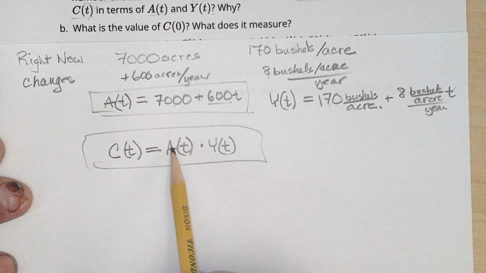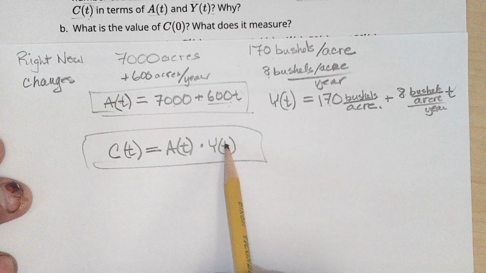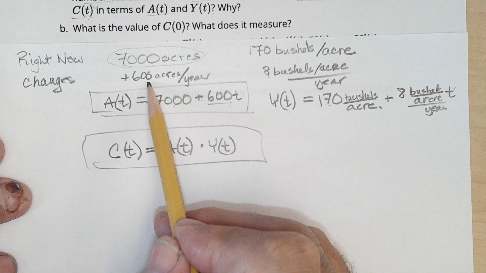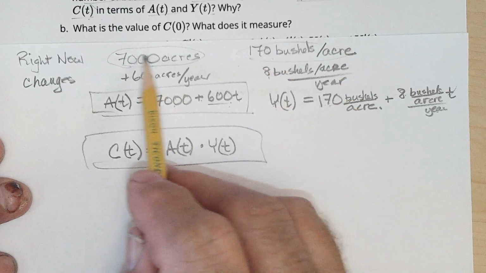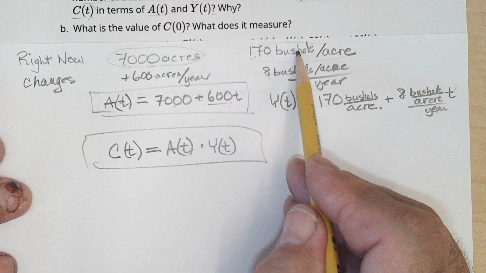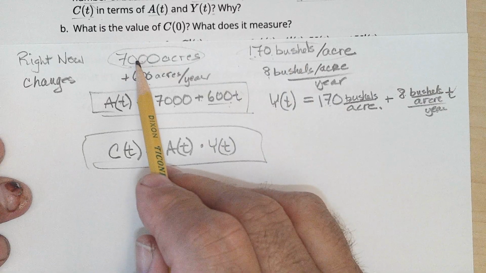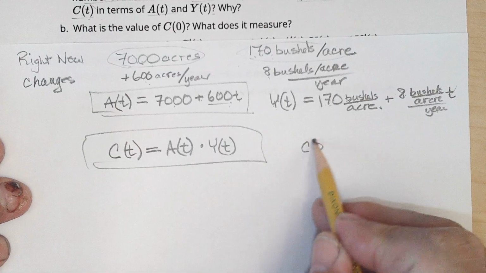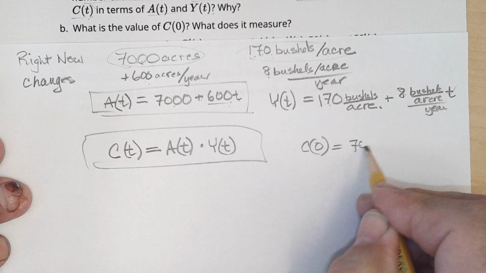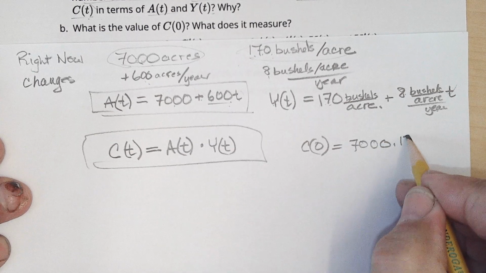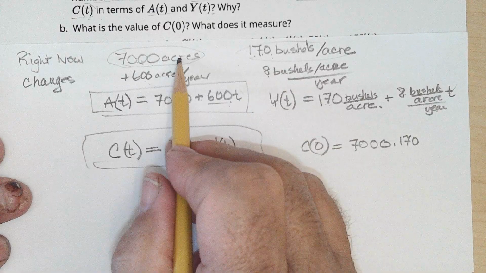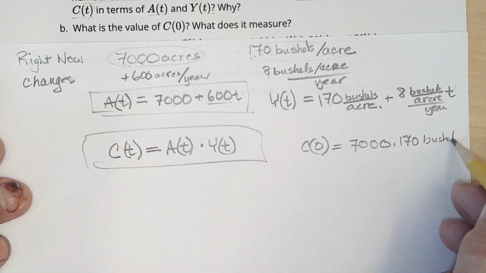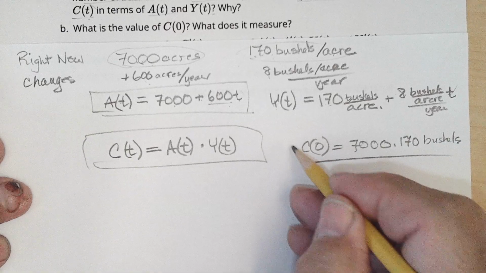What is C of 0, what is the value? Well, that means 7,000 acres, because we're not adding any at year 0, times this, so it would be just 7,000 times 170 bushels per each of those 7,000 acres. So we just multiply those two, and you get C of 0 being 7,000 times 170. This is acres times bushels per acre, and we get bushels. So there's the answer to B.